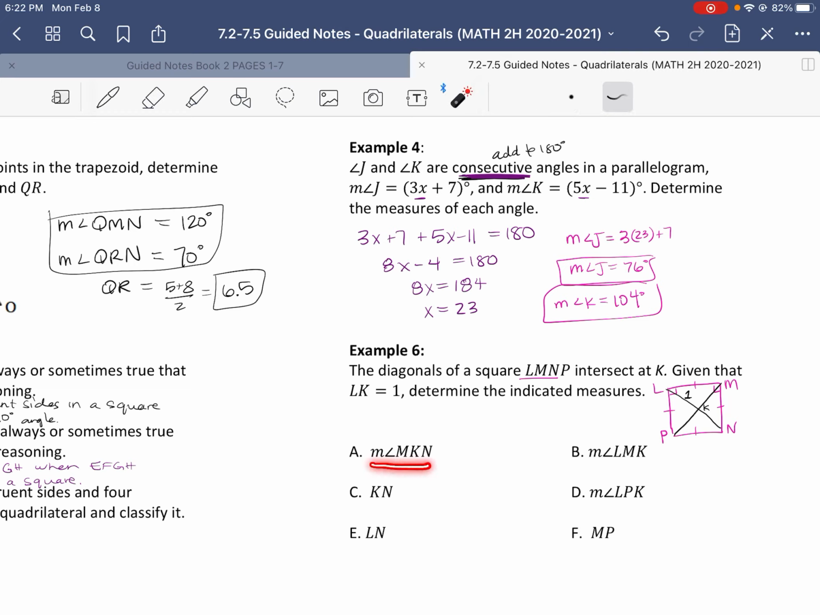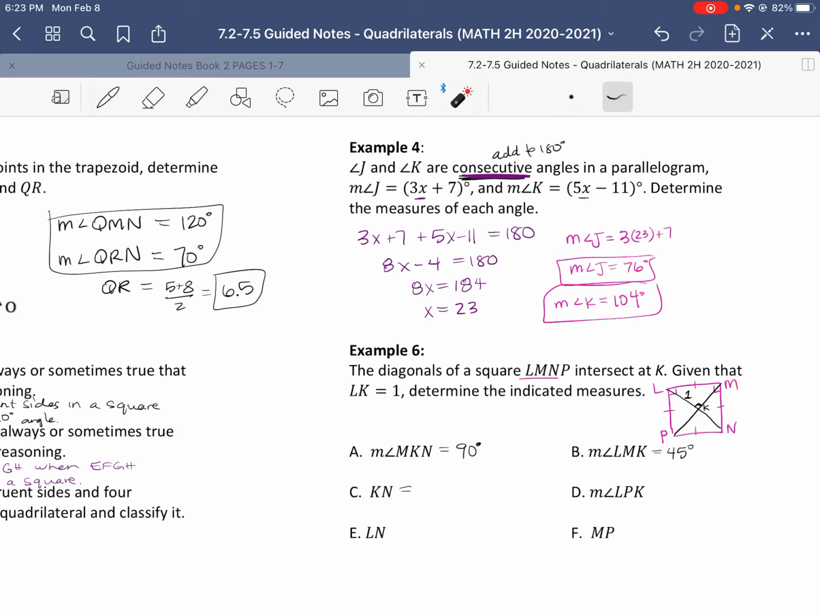So let's go through this and look at this. So the first one is measure of MKN. So M to K to N. Now remember, a square is a specific rhombus, and in a rhombus, the diagonals are perpendicular. So in a square, it's the same idea. This is a right angle, so this is equal to 90 degrees. Letter B, the measure of angle LMK, L to M to K. Notice this is a corner angle over here. And remember that in a rhombus, diagonals bisect the corner angles. So if this whole thing is 90 degrees, then half of that would be a 45-degree angle.